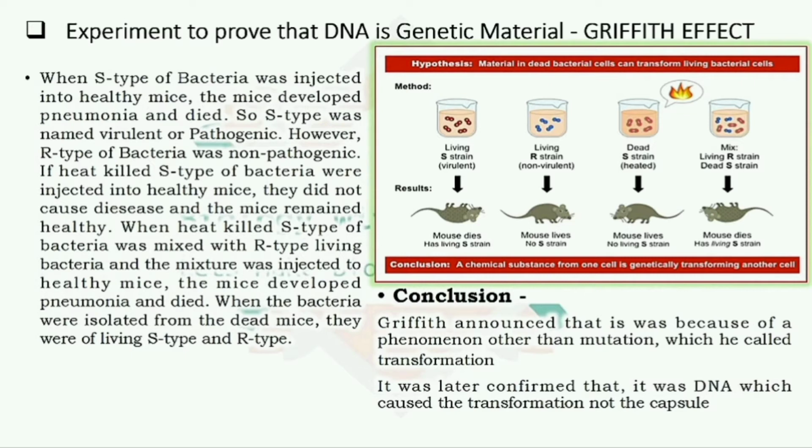What happened in this reaction? The DNA from heat killed S strain was transformed into the living R strain bacteria, which made that R strain virulent or pathogenic, which further affected the mice and caused the death of the mice. So from this he concluded that DNA is the genetic material because of which the mice died. So we will be moving on to our next experiment.